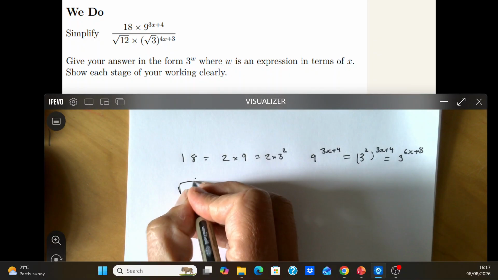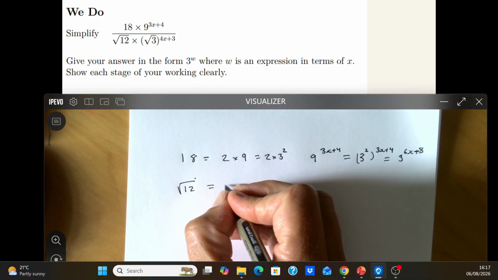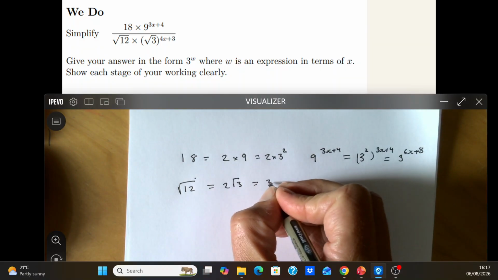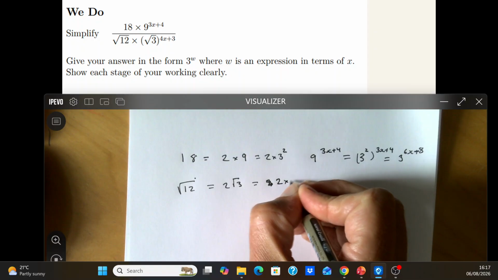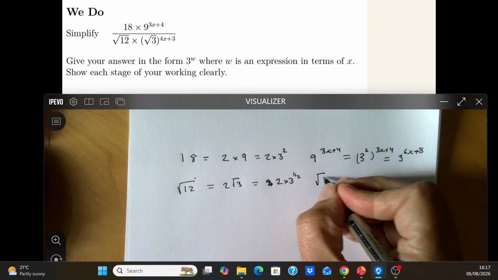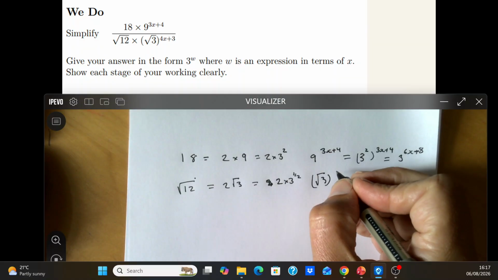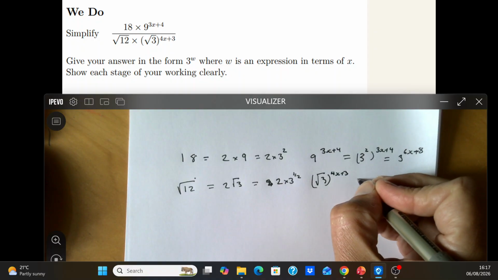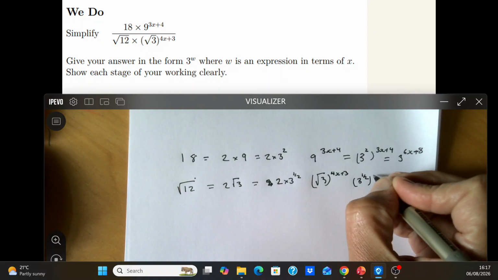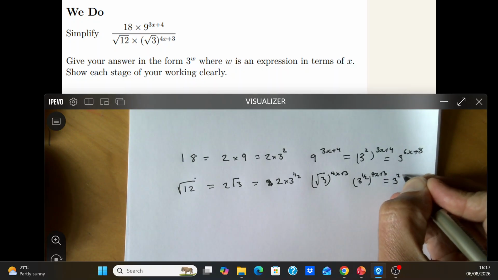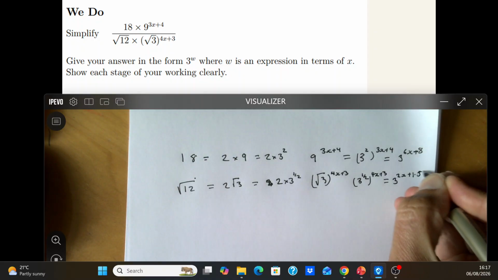What about the square root of 12? Hopefully that should be quite a simple one, which you can write as, what can you do with the root 3 to the 4x plus 3? Well, that's 3 to the half to the 4x plus 3, which gives you 3 to the 2x plus 1.5.